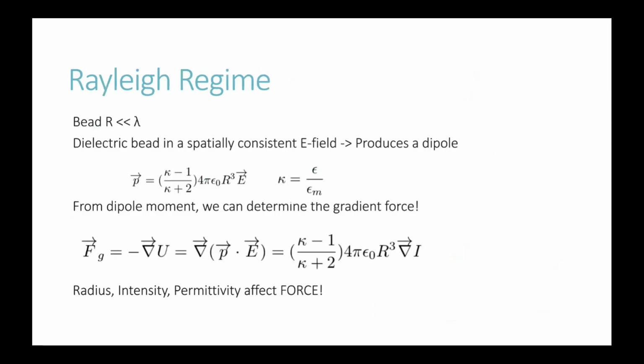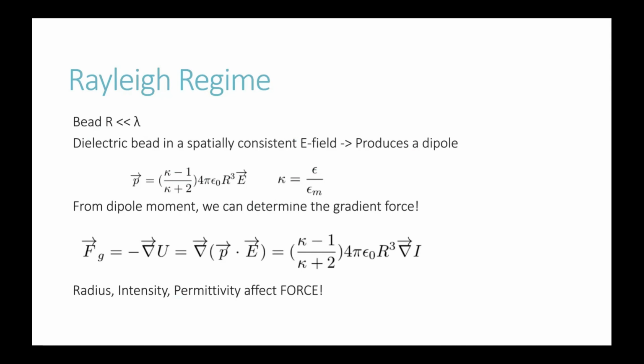Now, since the bead is very small, we can assume that when the beam is hitting it, it is subjected to a spatially consistent E field. And its dielectric nature also imposes that it would be polarized.